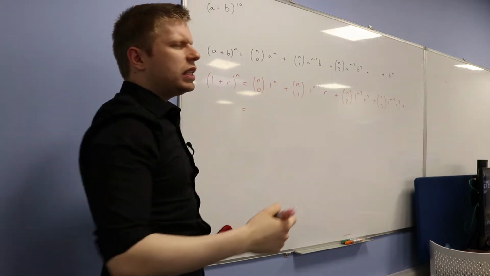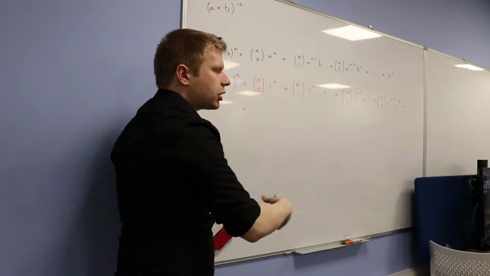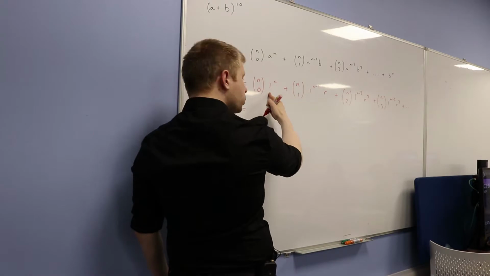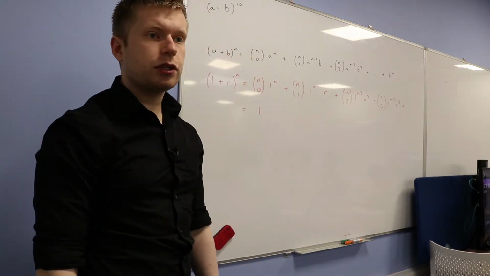So what's n choose 0? How many different ways are there of choosing no objects from a collection of n? There's just one way. You don't choose any. So it's just equal to 1. What's 1 to the power of n? Just 1. So this first term, would you be happy, is just 1.